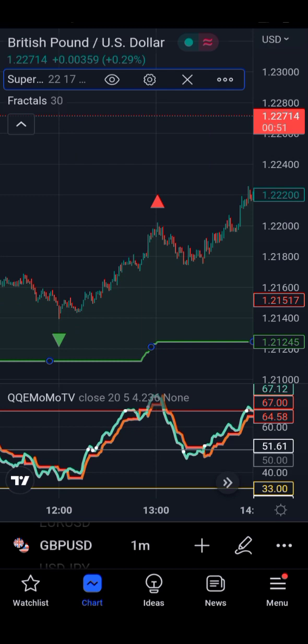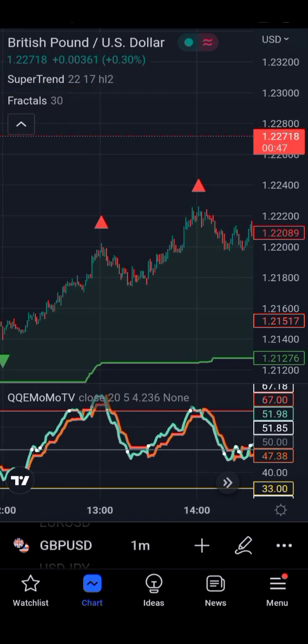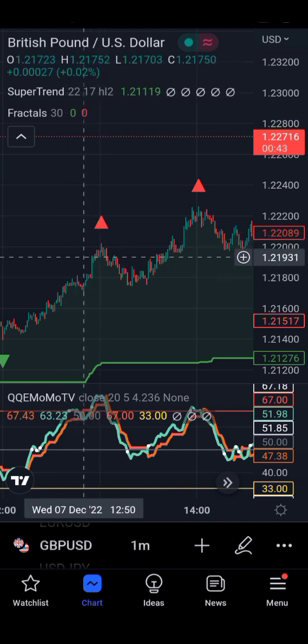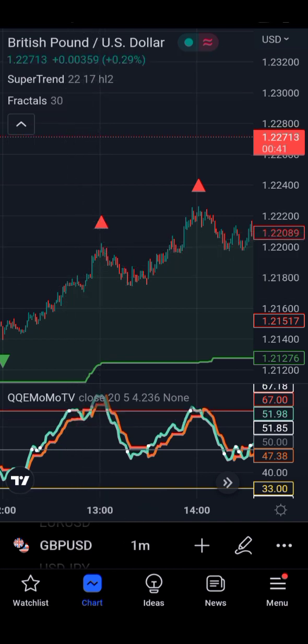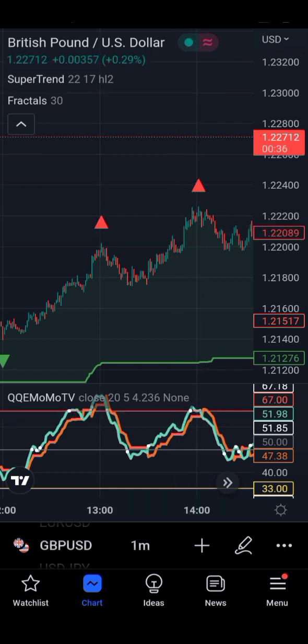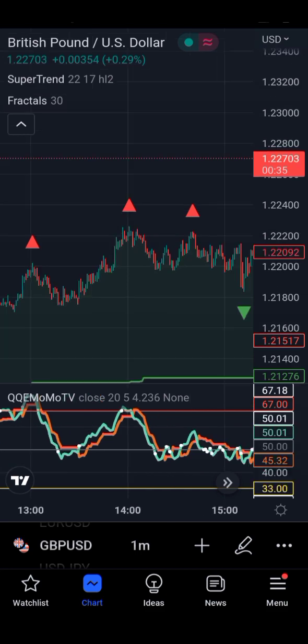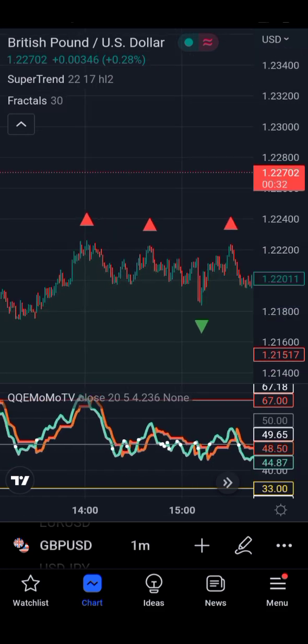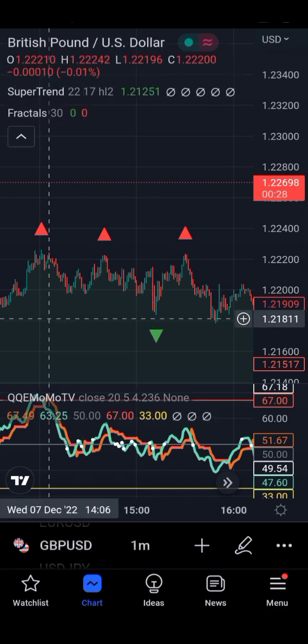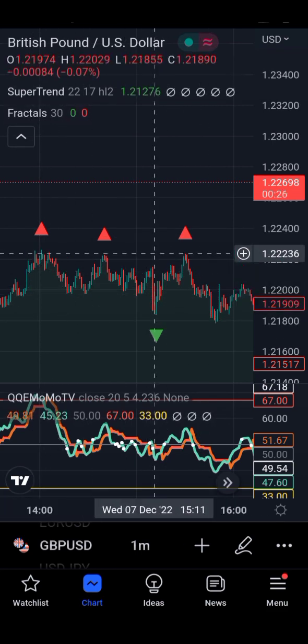This strategy is working amazingly. Okay guys, now check again, the Fractal signal is sell, but Super Trend gives us a buy signal. So don't trade here, and check again above. So check here, this is a ranging market, so don't trade here.